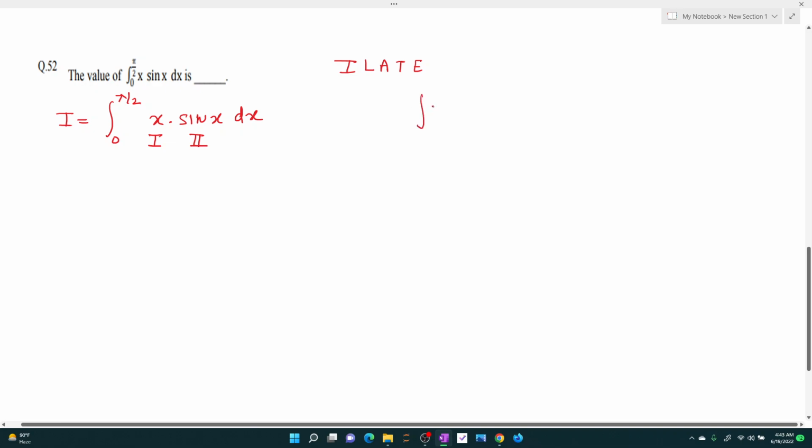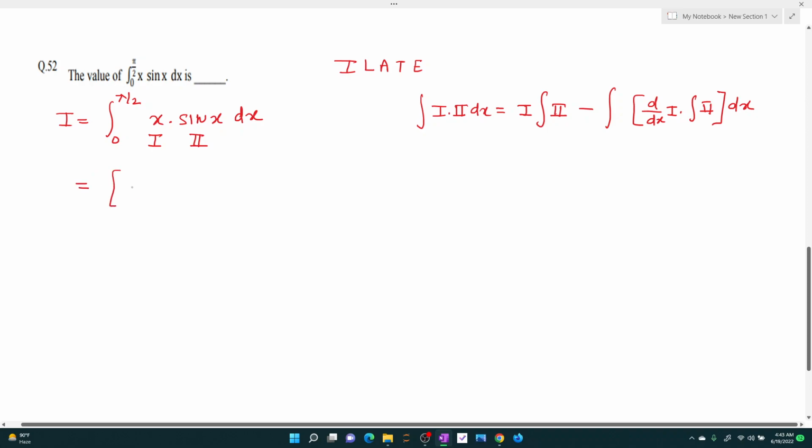The formula is integration of first into second dx is nothing but first function as it is, and then integration of second one, minus integration of derivative of first into integration of second, the total integration, right? So here the second function is sin x. Okay, so let's apply the formula.